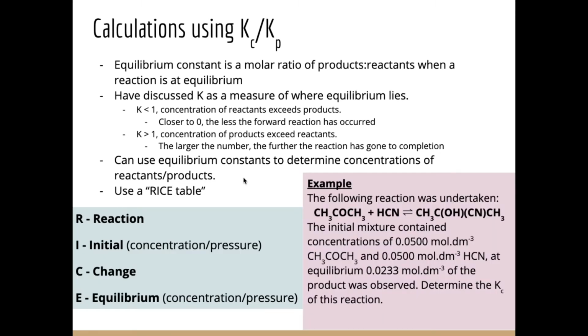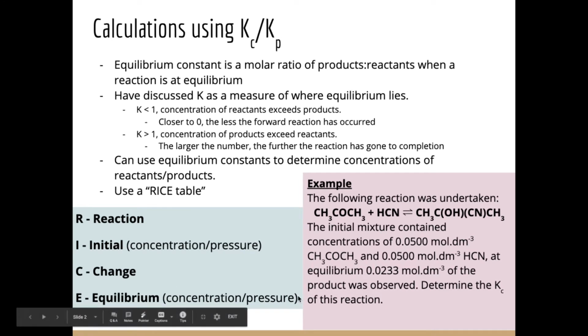So we use this RICE table. RICE, delicious rice, stands for R for reaction, I for the initial concentration or the initial pressure, depending on if you're doing Kc or Kp, C for change, and then E for the equilibrium concentration or the equilibrium pressure. Let's do an example of how we use these.